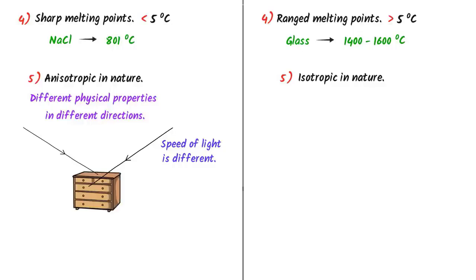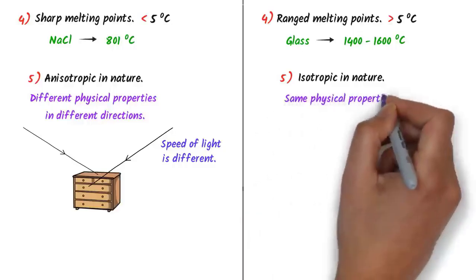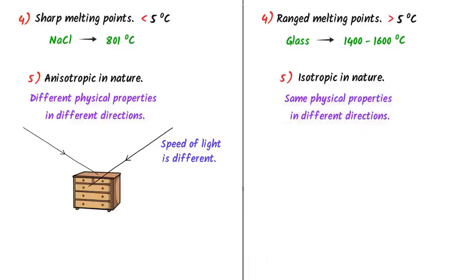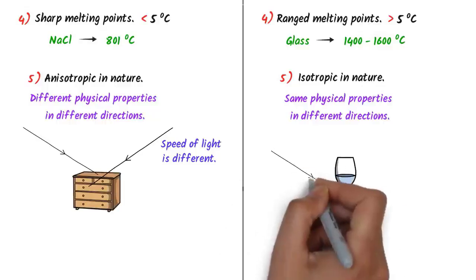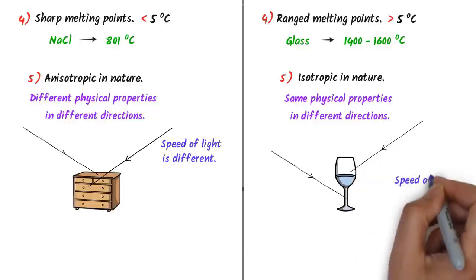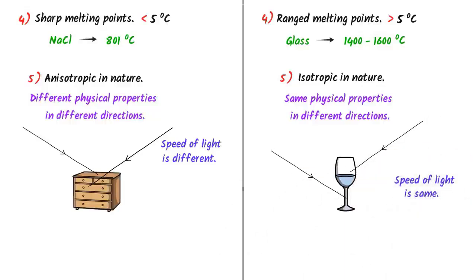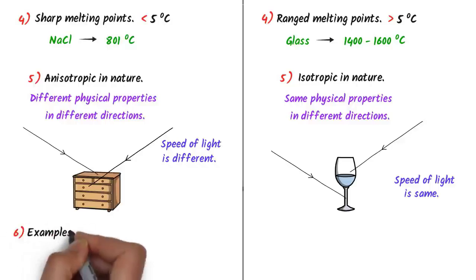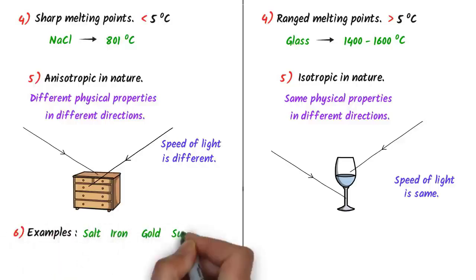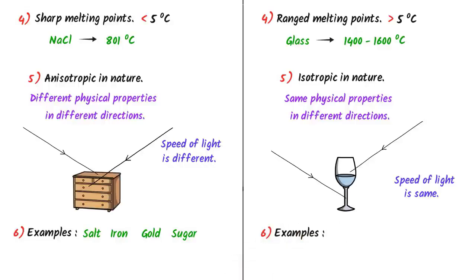On the other hand, amorphous solids have the same physical properties in different directions. For instance, consider this glass. The speed of light would be the same in all directions of glass. Lastly, the examples of crystalline solids are salt, iron, gold, sugar, etc. While the examples of amorphous solids are glass, rubber, wax, etc.